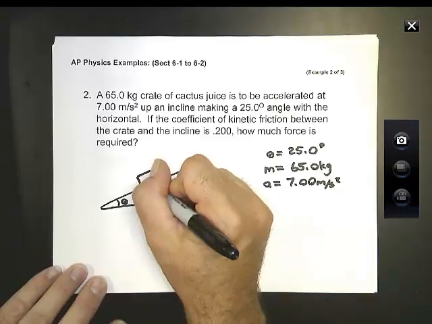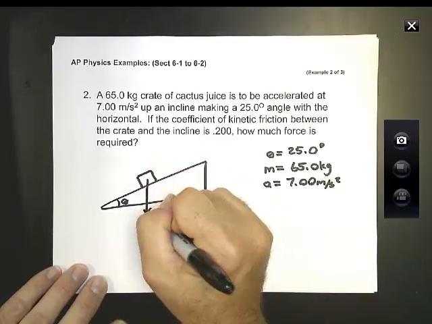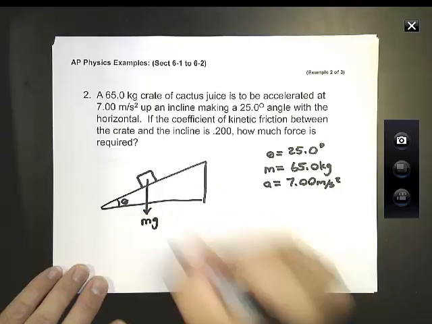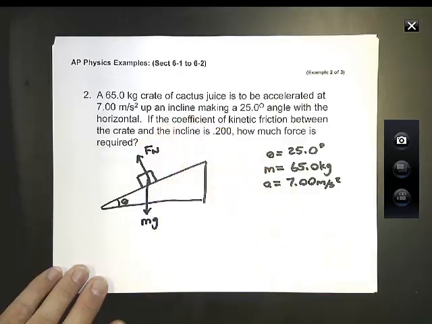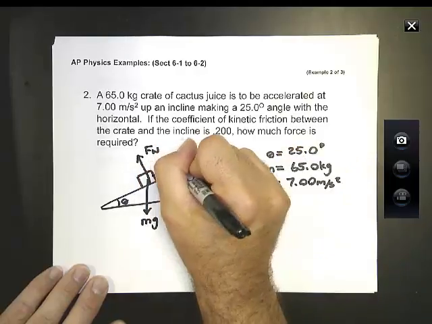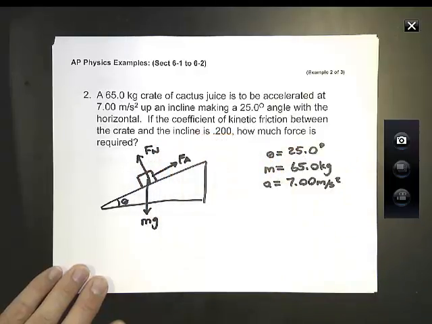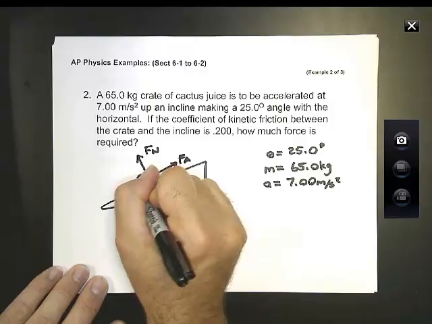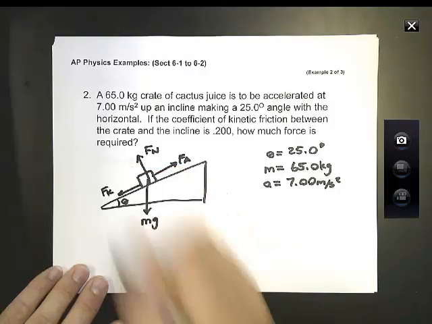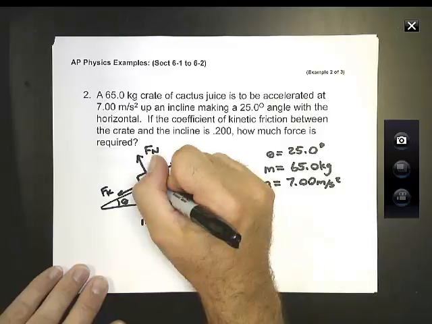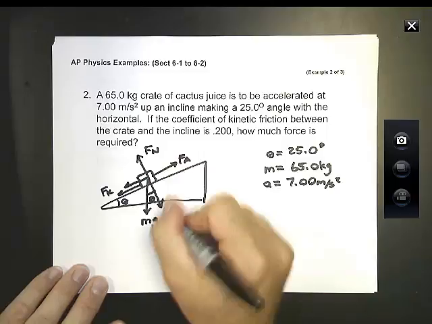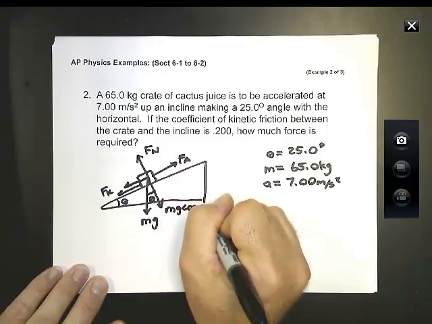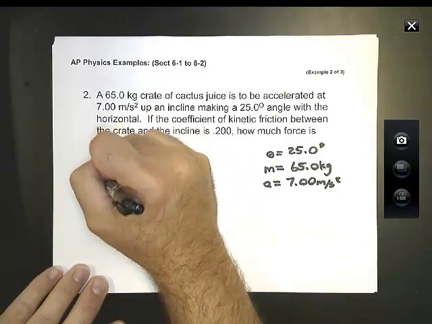So this is something from last year. What we're going to do is draw in the forces. We've got the weight of the cactus juice crate. We have the normal force, which by definition is perpendicular to the surfaces involved. We've got our applied force, which is actually what we're trying to find, and we've got kinetic friction. The next step is to take mg and break it up into 2 components. This is mg cosine theta. This guy is mg sine theta.